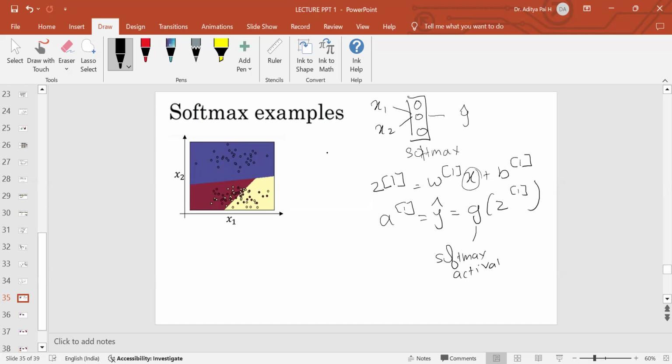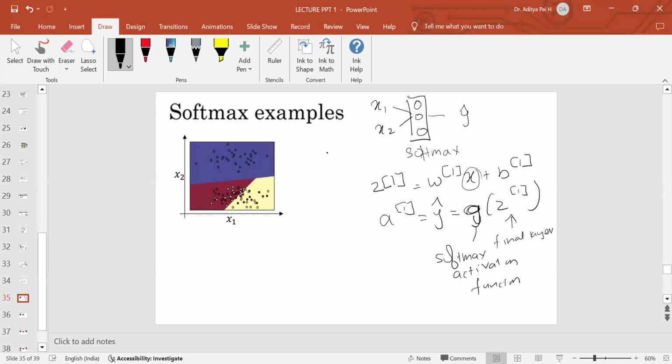activation function given to the final layer. So this is the notation which we are giving for the final layer, that is a softmax activation function for the final layer. The notation is given as g of z of L, or g of z of 1. Since it is only one layer, it is represented as g of z of 1.